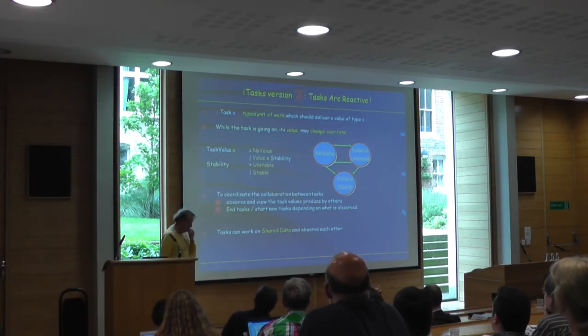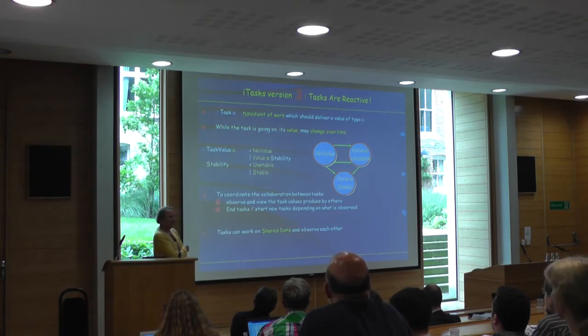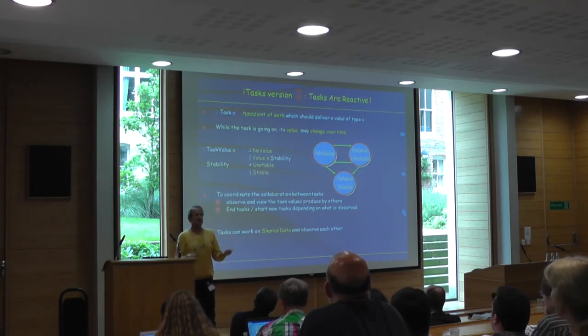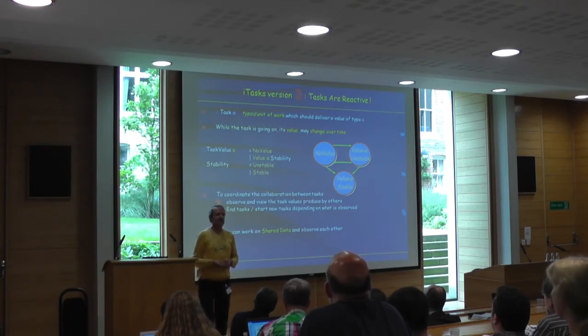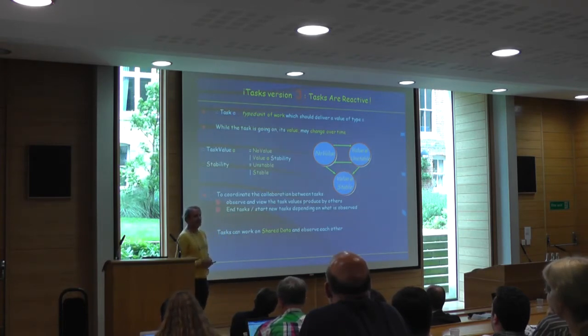So what we have changed last year in the iTask system, for people who have seen talks before, is that we changed what the task delivers. So in the old setting, you could say a task is a special type of function, which is correlated with a task somebody has to do. And when a task is done, it delivers some value of type A.